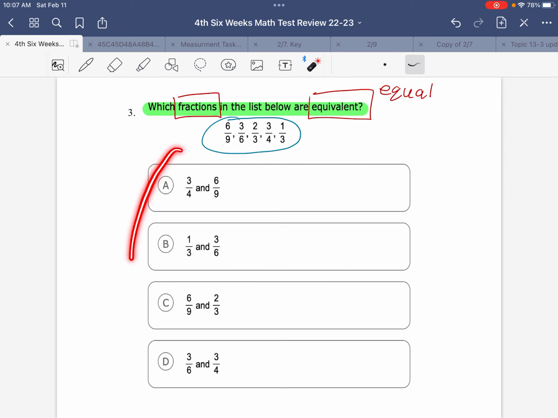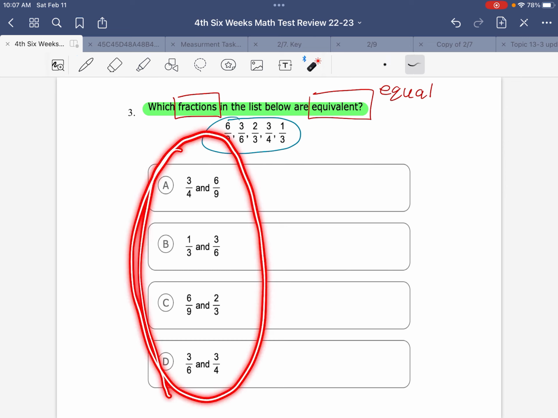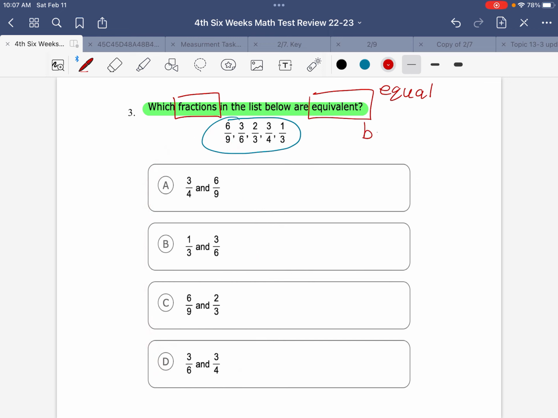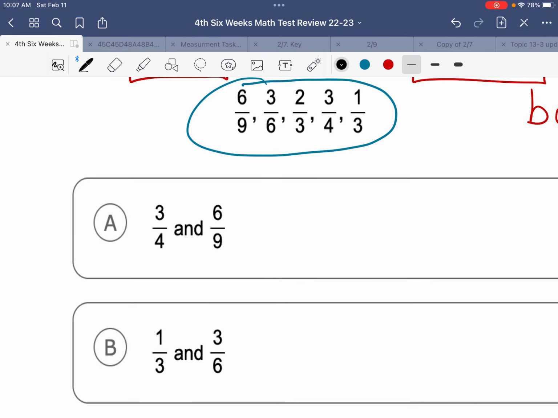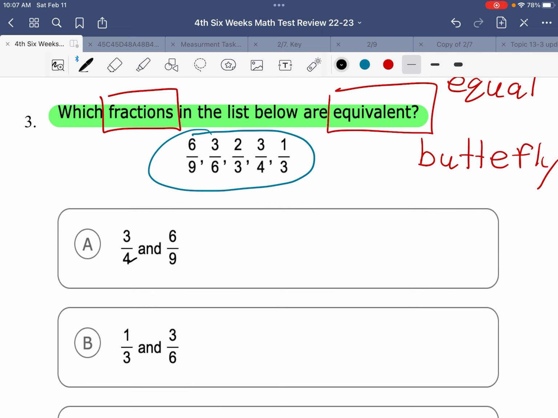So if I look at my answers, they're comparing two fractions. If you remember, when we are comparing two fractions, we are going to do the strategy called butterfly. Okay, so that's what we're going to do. So for A, I'm going to cross multiply, that's the butterfly. So 4 times 6 is 24, circle it. 9 times 3 is 27, circle it. Because these numbers are not the same, that means that this is not equal. So this is not my answer.